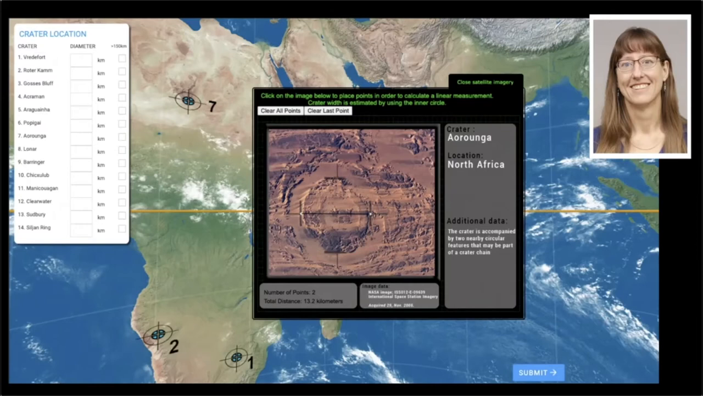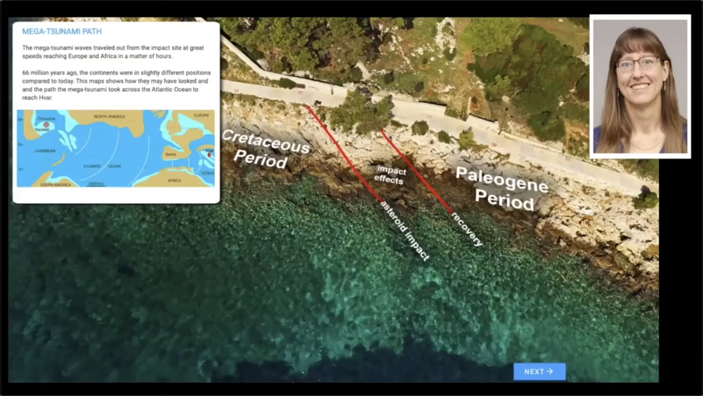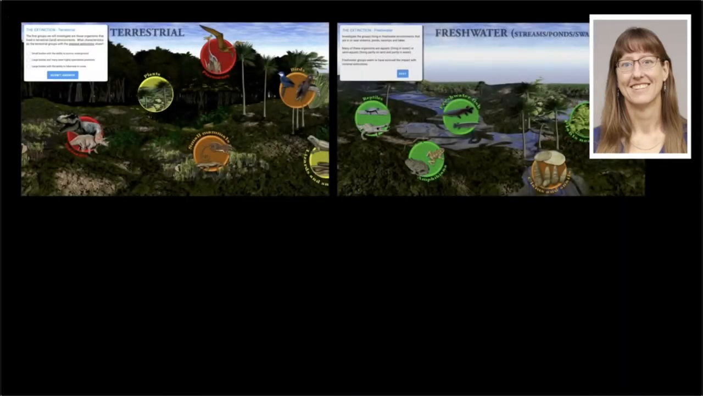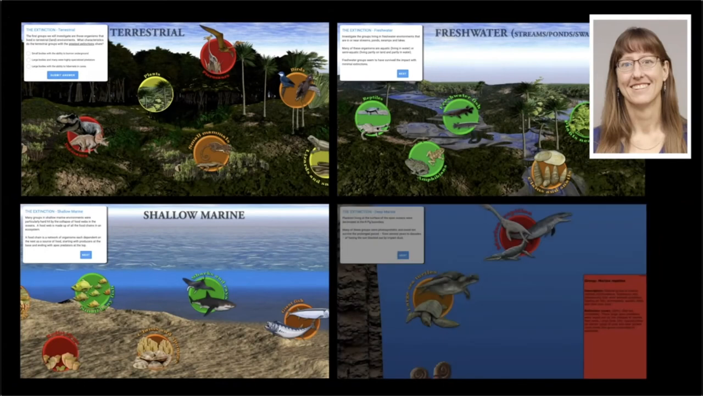Finding the crater isn't the end of the story, though. The impact was just the beginning of a devastating chain of events. What other evidence was left behind? Which plants and animals went extinct, and why them?